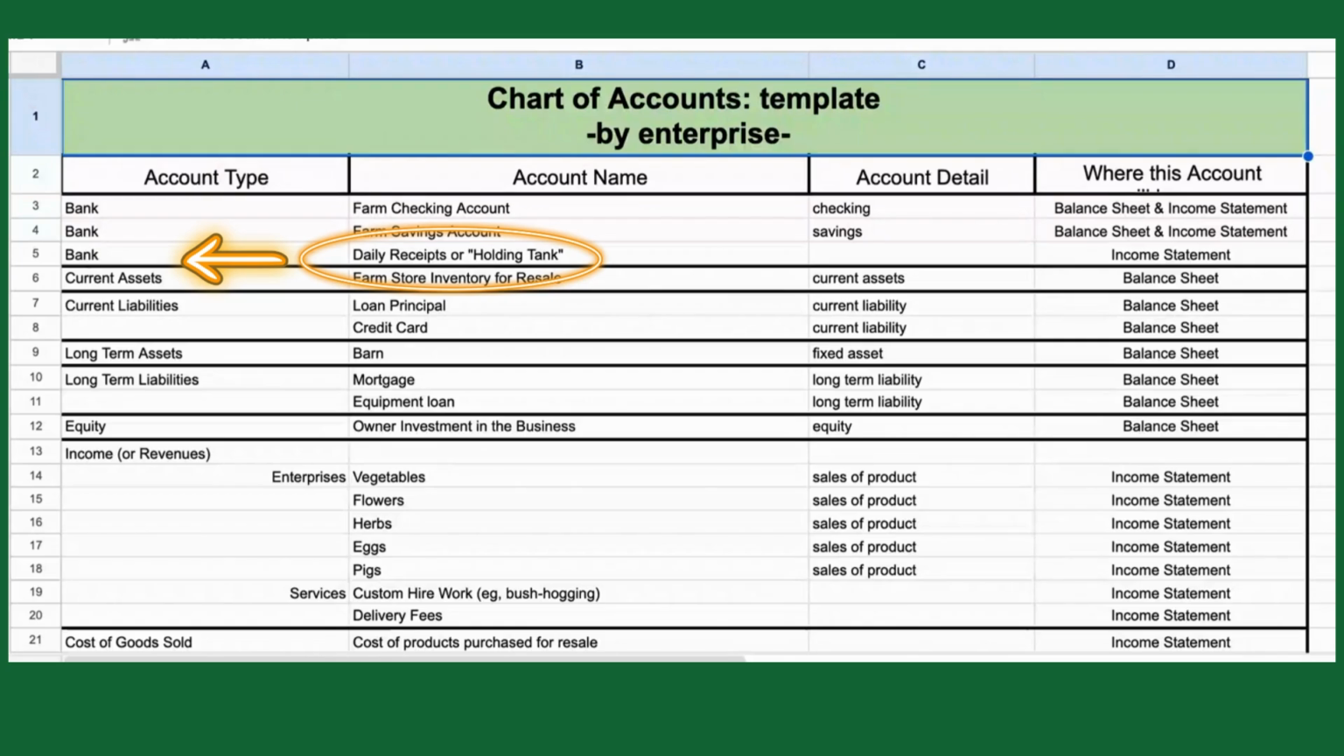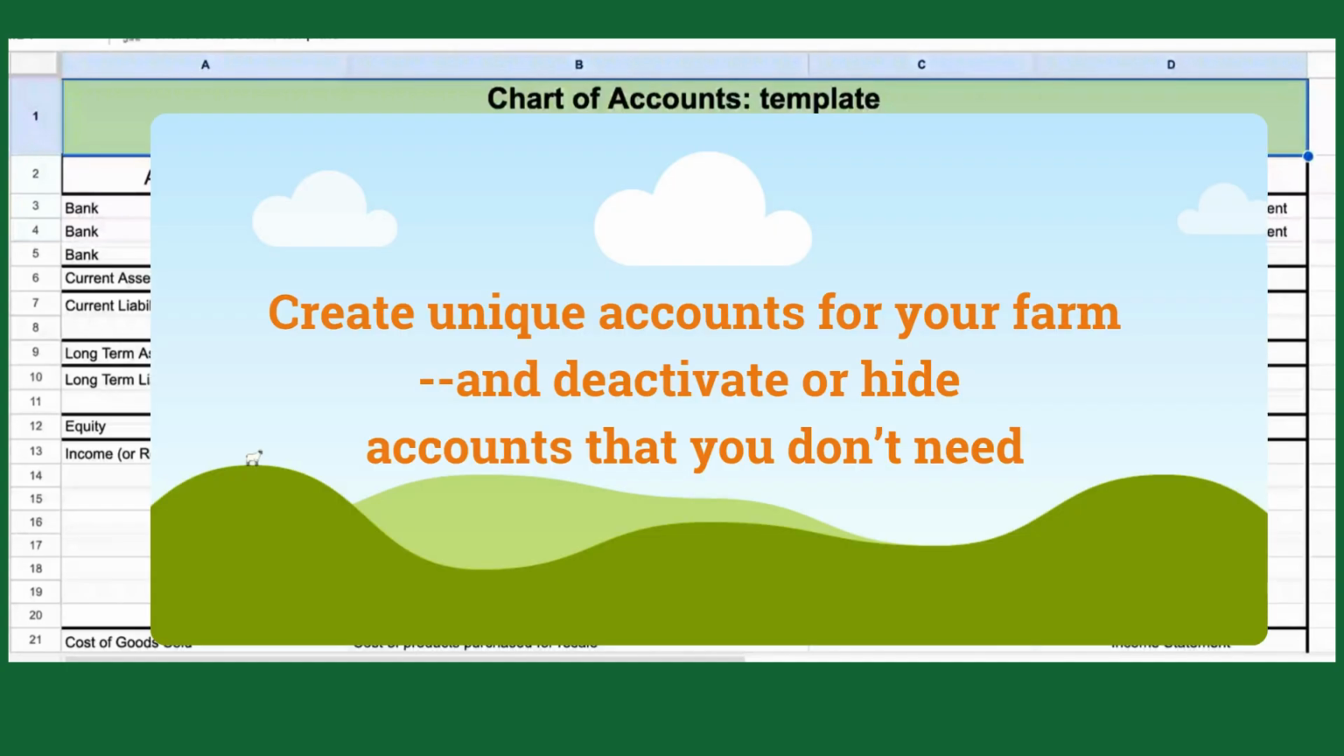The gist of it is, this holding tank bank account will be a place where temporarily transactions can be entered, even directly linked, so that they can be manually split among various other appropriate accounts. And this highlights another important concept, that your chart of accounts will be unique to your farm. It will not be identical to this template, nor the QuickBooks template, nor to any other farm or any other business chart of accounts. You can create unique accounts, deactivate or hide accounts that you don't need.